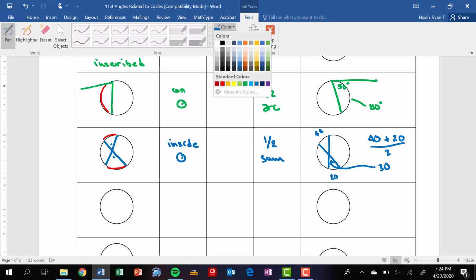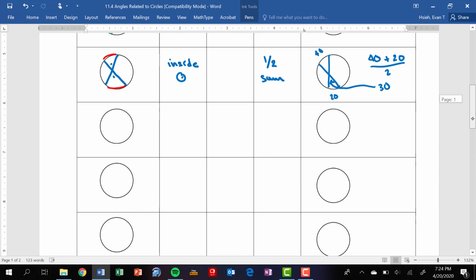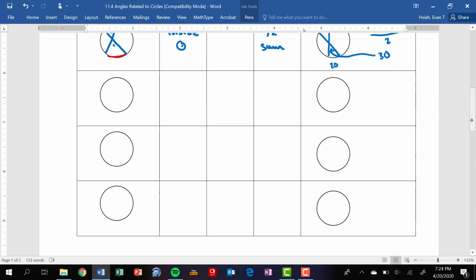Let's see. The next one is going to be a secant. A secant intercepts, or cuts through, intersects the circle in two different places. And the vertex of this is outside of the circle.